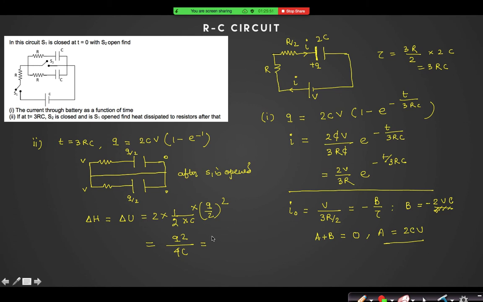Have you got your solution? 4C square divided by 4C, that means CV square, I think, right? 1 minus 1 by e, whole square. Is that the solution answer?